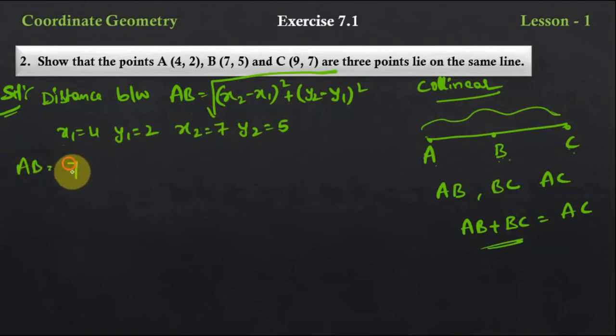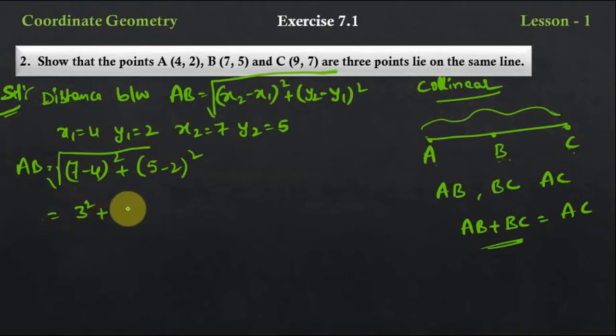x2 here 7 minus 4 whole square plus y2 minus y1. So 5 minus 2 whole square. Everything should be written under square root. So 7 minus 4 how much? 3. 3 square plus 5 minus 2 how much? 3 square under root. So how much? So 3 square is 9 plus 9, that is equal to root 18. So this is the value of distance of AB.